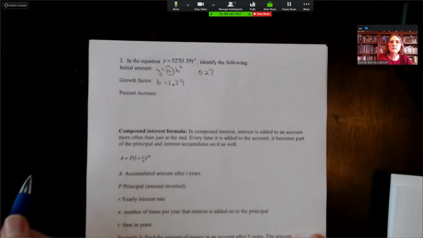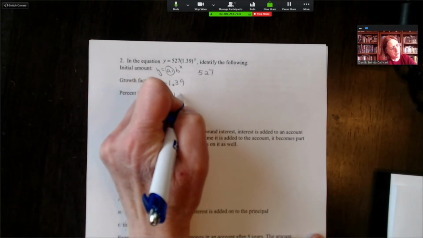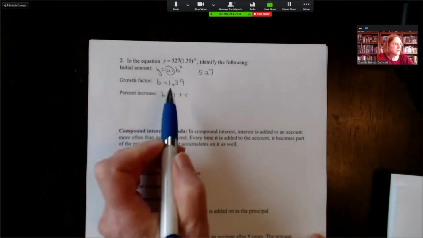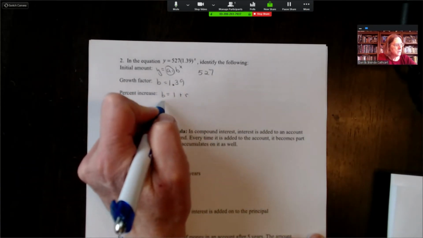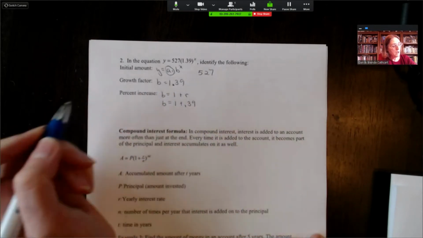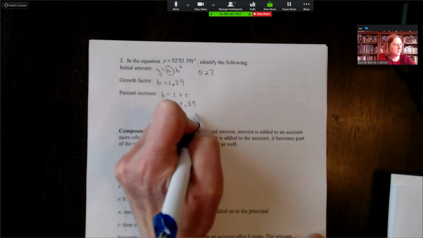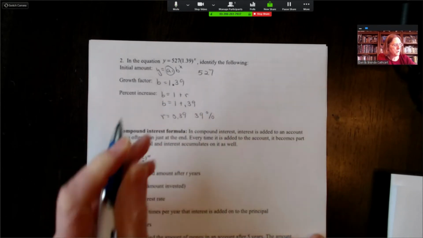And then the percent increase. Well, we looked at b as being equal to 1 plus r. So our b here is equal to 1 plus 0.39. So our value for r is 0.39 or 39%.